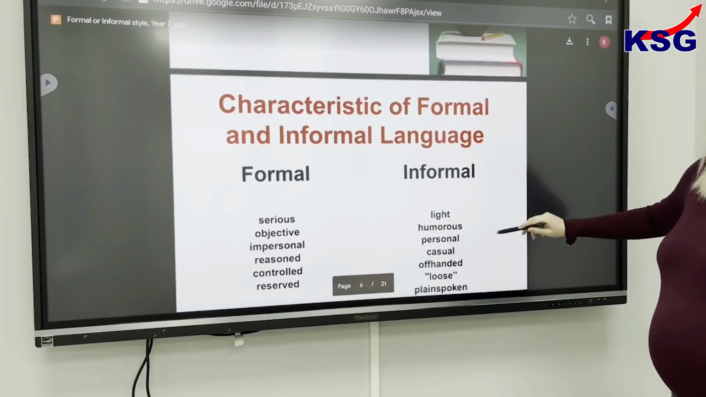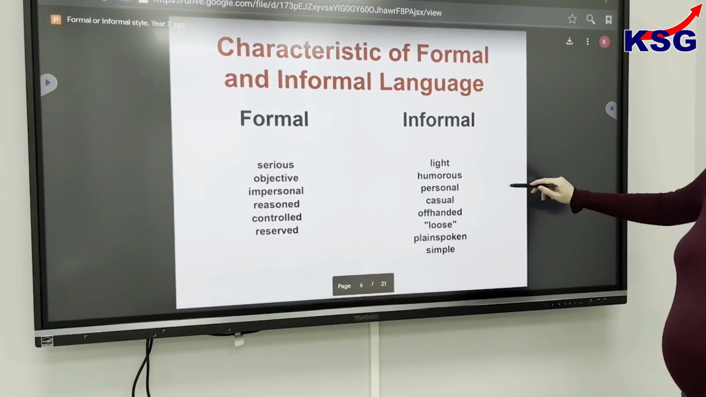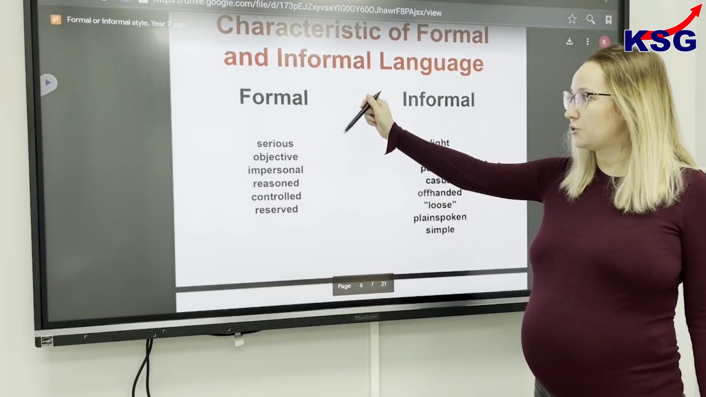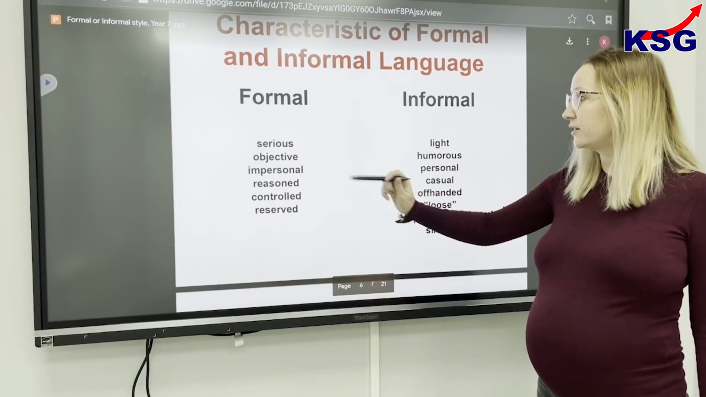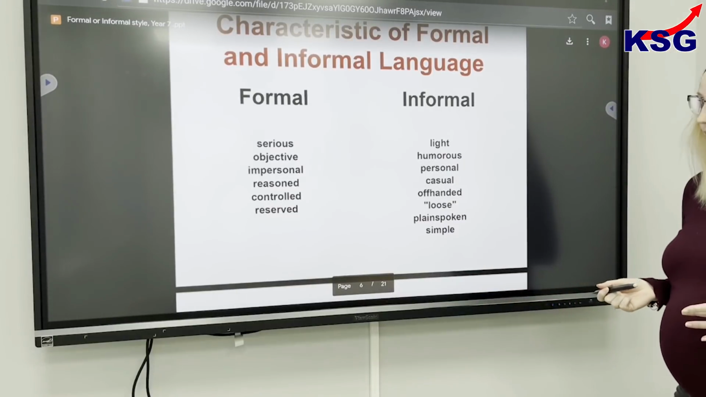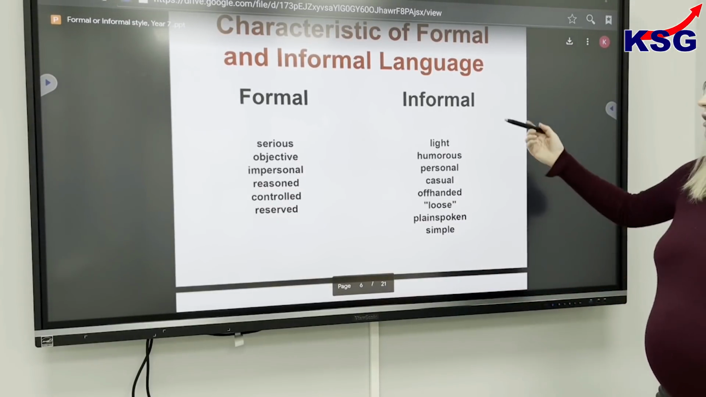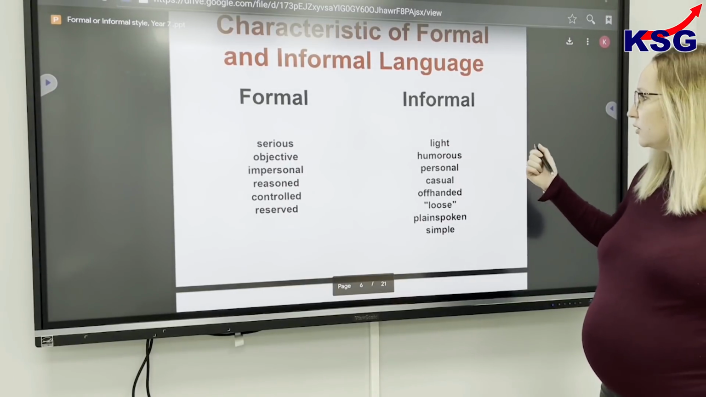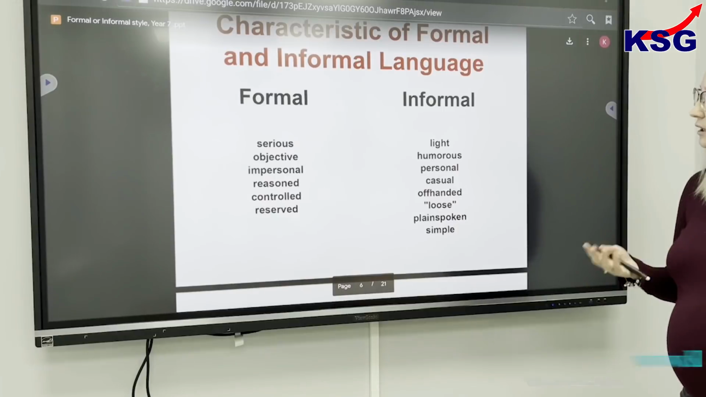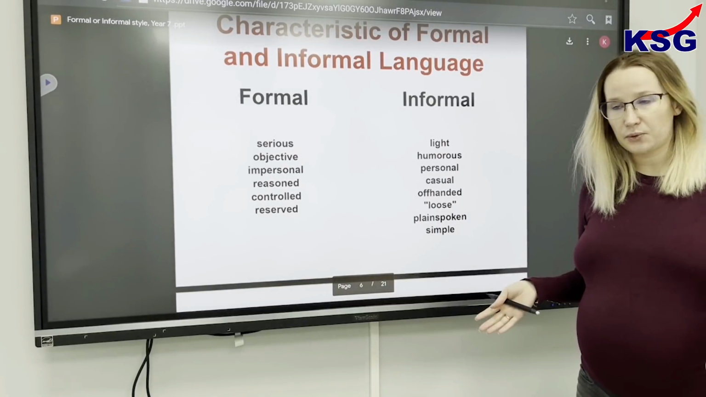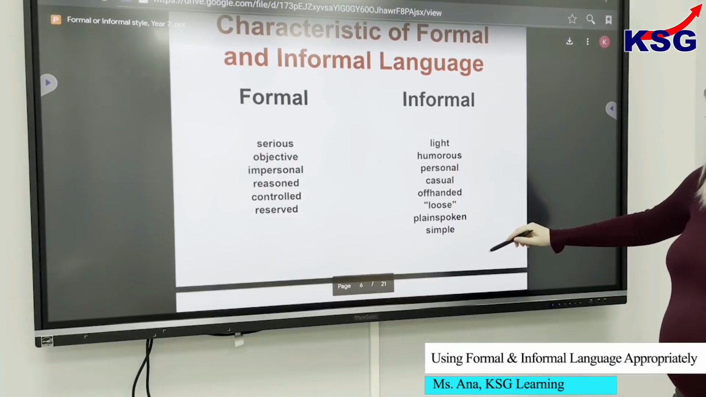When we talk about characteristics of formal and informal language, we need to know that regarding the formal language, we need to be serious, objective, impersonal, present, controlled, and reserved. When we are talking about informal language, we should be light, humorous, personal, casual, off-handed, as we like to call it, loose, and also simple.